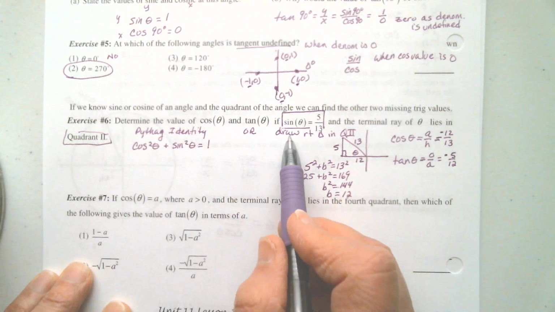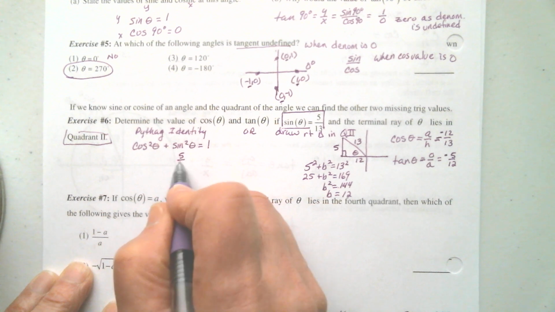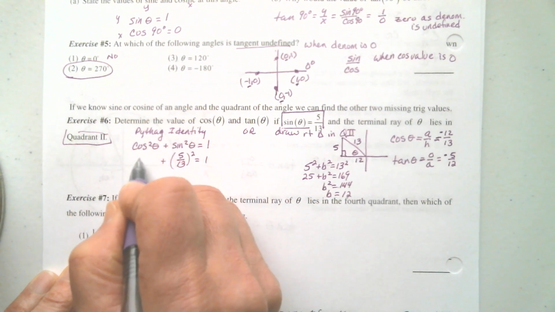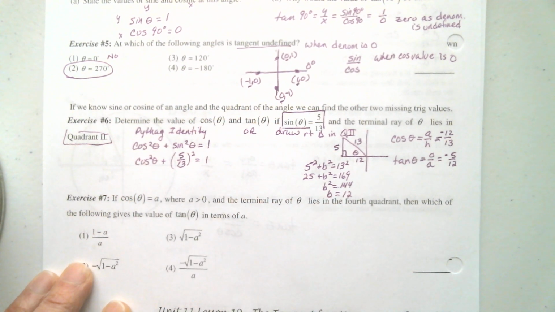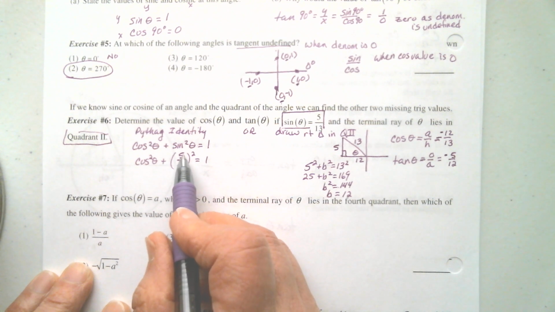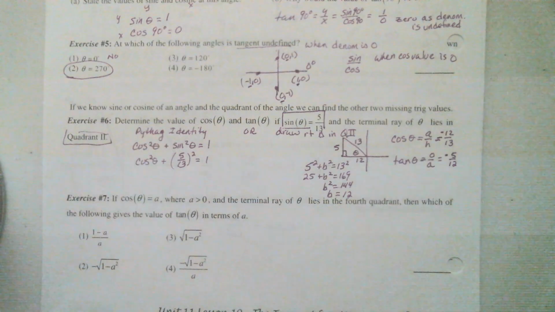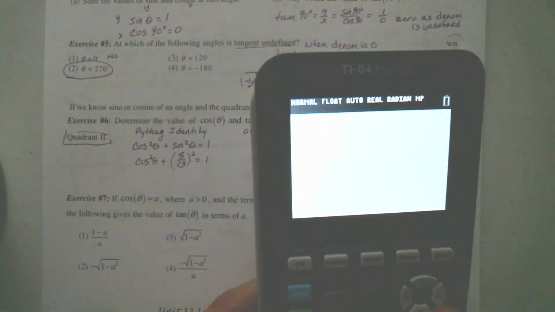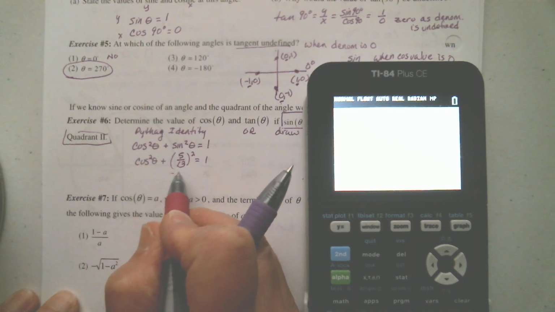Take our value of sine of theta, which is 5/13, put that in for sine theta, and solve this for cosine theta. That's 25 over 169. If I subtract that from 1, all right, or actually I'll just use the calculator. I'm just going to subtract 5/13 squared from both sides.